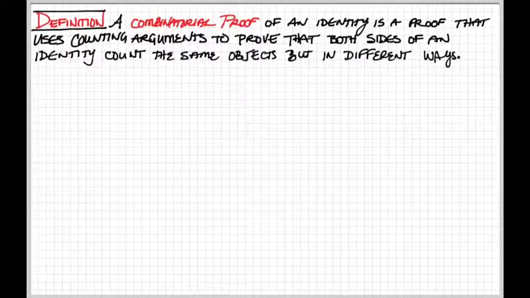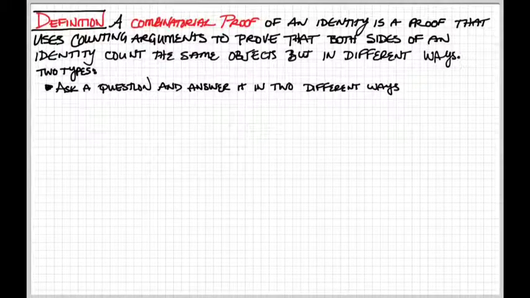It's a proof that uses counting arguments to prove that both sides of an identity are counting the same thing in 2 different ways. There are really 2 fundamental types, and we will stick primarily to the first type, which is to ask a question and just answer it 2 different ways. Because it's the same question, those 2 answers must be the same.